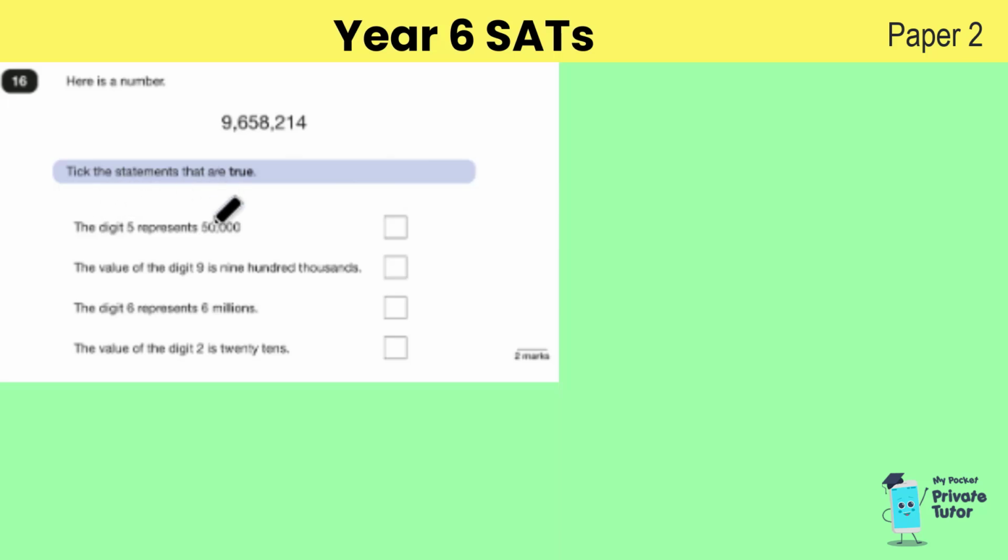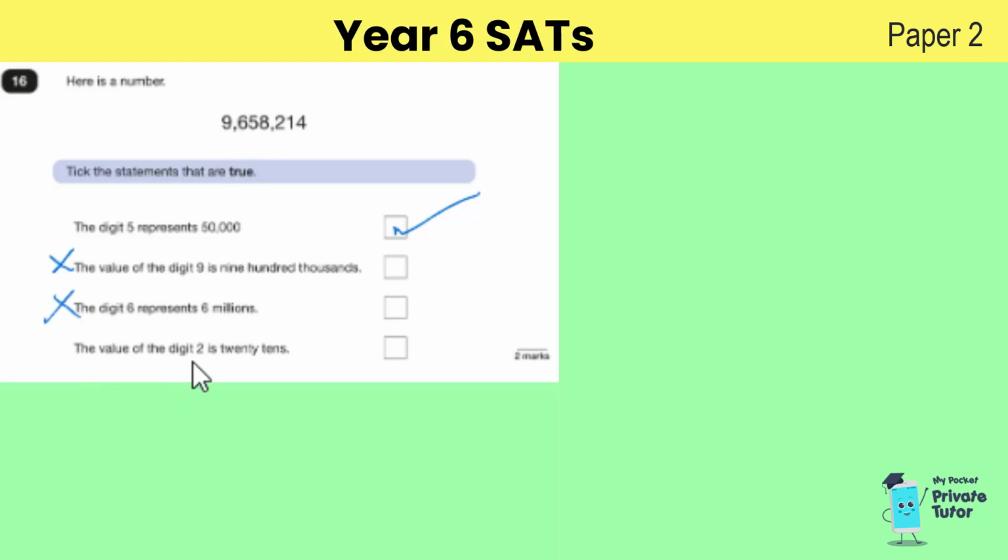The digit 5 represents 50,000. Let's look at the digit 5, and that is worth 10,000. Hmm, so that is in fact correct. We can tick that. The value of the 9 is 900,000. We look at the 9. No, that's actually worth 9 million. That is incorrect. I'm just going to put a cross there. The digit 6 represents 6 millions. We know that's incorrect because we know the 9 is the millions.